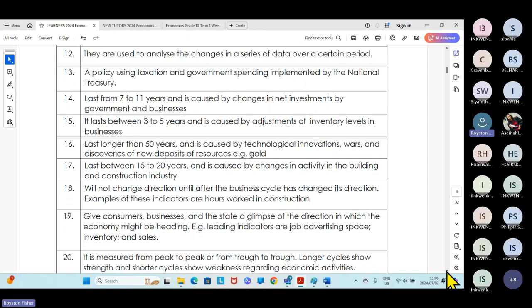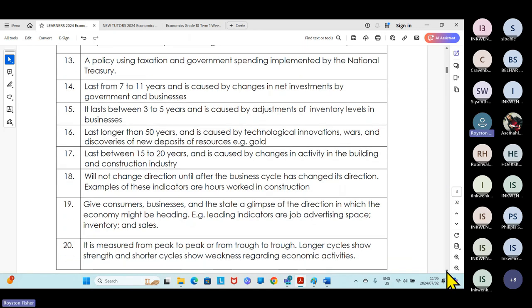Number 13. A policy using taxation and government spending implemented by the National Treasury. And this is an easy one, I would say. A policy that uses taxation and government spending implemented by the National Treasury, and Balhar is on it again, and Balhar's answer is fiscal policy, and they are correct.